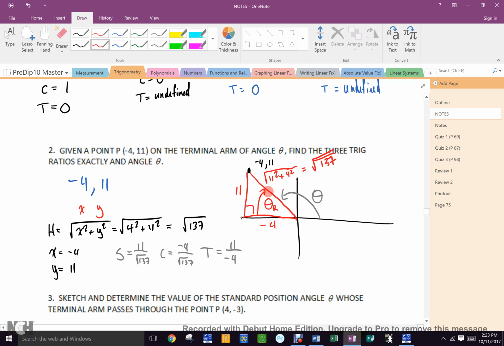So this must be my 70, which means what's this? What's the gray side? 110. Now, do tan 110. Negative 2.74. Now do shift tan of the negative 2.74 that you just did. So after you get the reference angle, what do you do? 70.